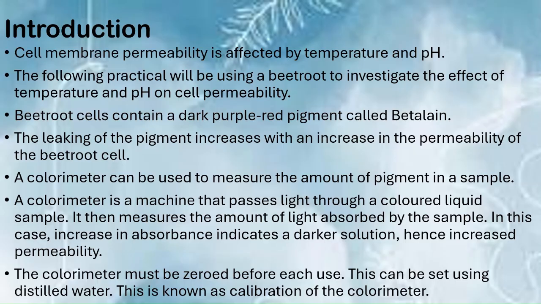Beetroot cells contain a dark purple-red pigment called betalain, and the leaking of the pigment increases with an increase in the permeability of the beetroot cell. A colorimeter can be used to measure the amount of pigment in a sample. A colorimeter is a machine that passes light through a colored liquid sample. It then measures the amount of light absorbed by the sample. In this case, the increase in absorbance indicates a darker solution, which suggests an increased permeability of the cell membrane.